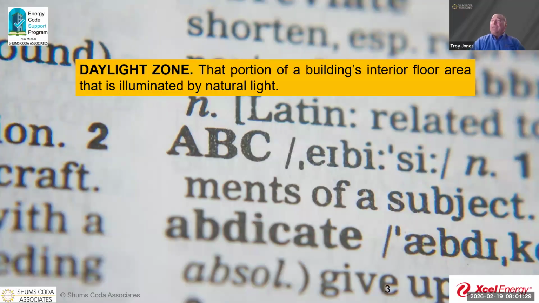Chapter 2 tells us that the daylight zone is that portion of a building's interior floor area that is illuminated by natural light. So what the heck is that? Well, that's the windows, folks. That's our skylights. If you have a crack in the wall, that would be considered daylighting, but then we have bigger issues. So any fenestration that allows light through it is what we're looking for as a daylight zone there.